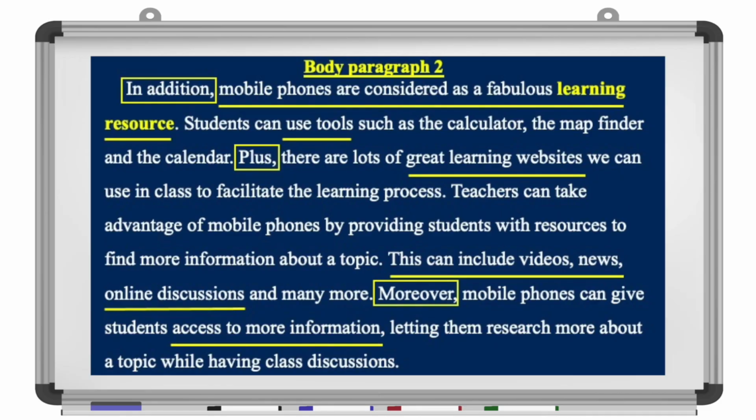Now, let's take a look at paragraph two. In addition, so this is the second paragraph, and I started it with in addition to show the reader that this paragraph is related to the one before. In addition, mobile phones are considered as a fabulous learning source. So I mentioned that it's a learning source.